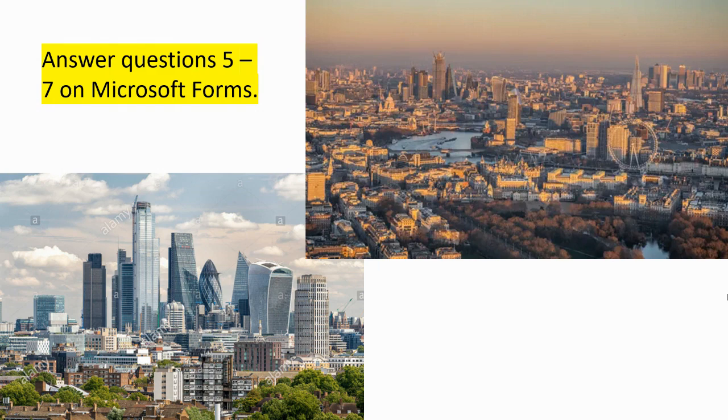And the same in the top picture. You can see the London Eye. On the left-hand side is Westminster. And you can see that there is a great deal of change from the small Victorian buildings to the large 20th century buildings. Can you now answer questions 5 to 7 on Microsoft Forms?